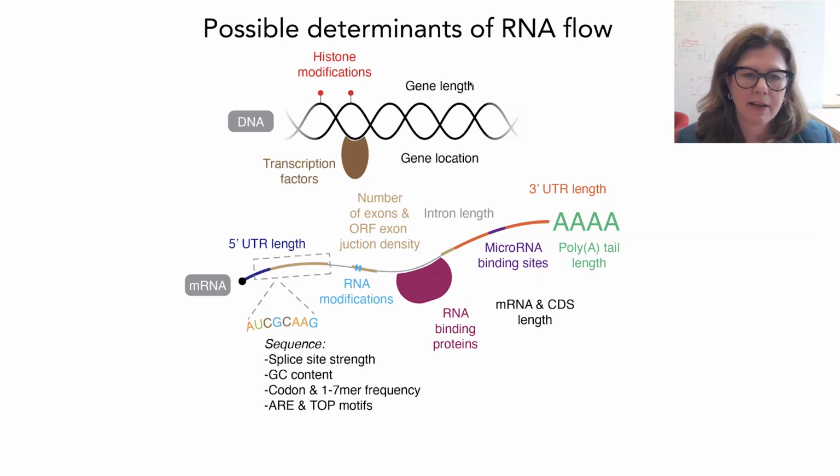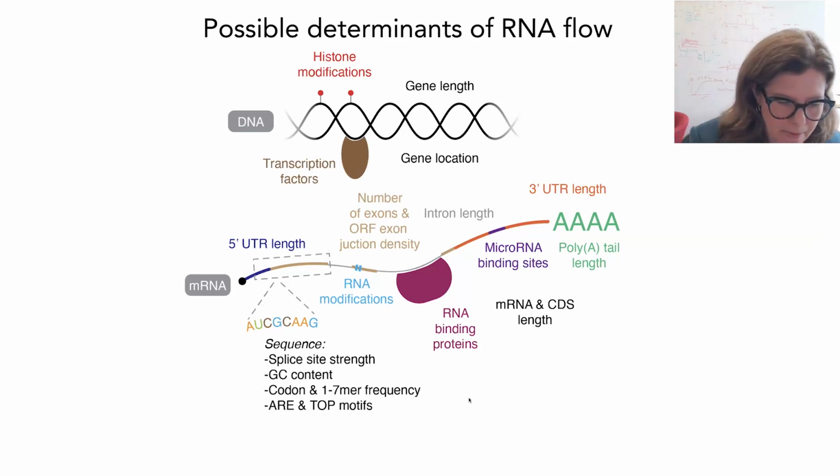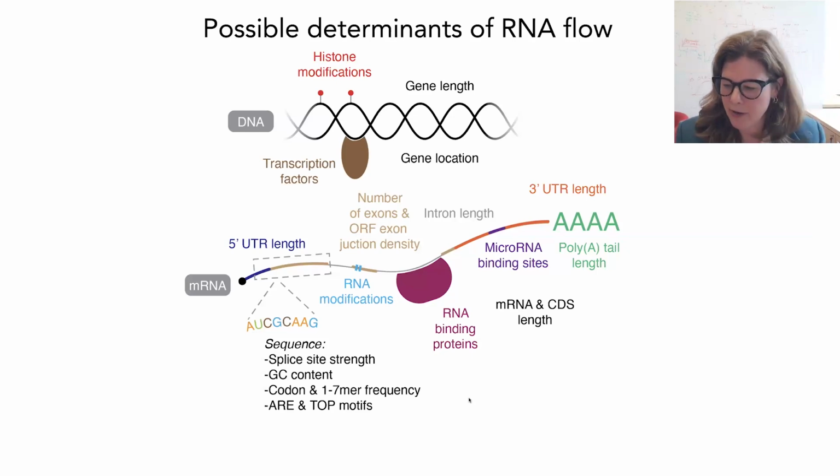And as many can appreciate, of course, gene length we imagined would impact RNA flow because you're going to be on chromatin longer if you have a longer gene. We put in transcription factor binding, histone modifications, and then for RNA, we put in 5' UTRs, the length and the sequences and the motifs. We put in RNA modifications, intron lengths, microRNA binding sites, poly A tail lengths, et cetera, and most importantly, RNA binding proteins, which was a really nice addition of some of the latest ENCODE projects that we could also interface with these data.